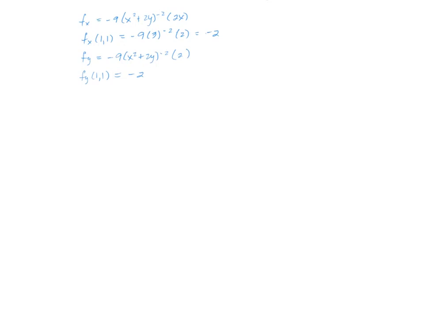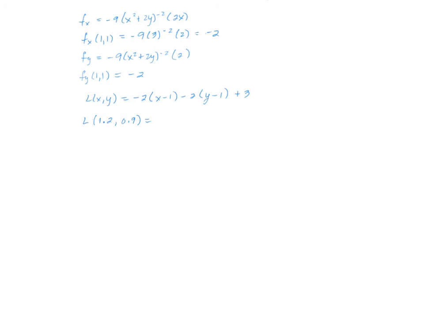So now my linear approximation with respect to x and y will be negative 2 times (x minus 1), negative 2 times (y minus 1), plus my c value of 3. I can now use this linear approximation to approximate the value of my function at the point (1.2, 0.9).